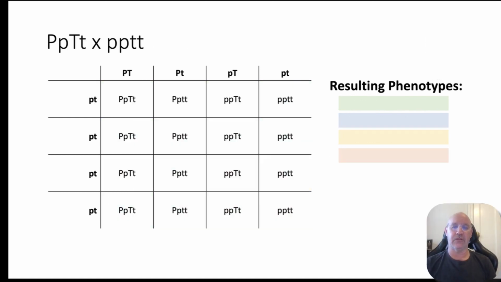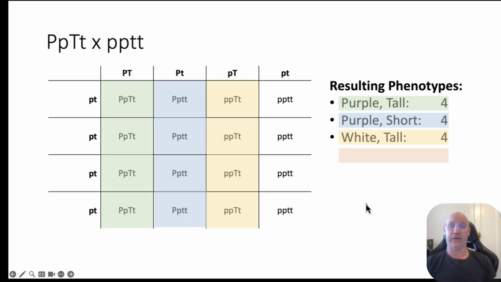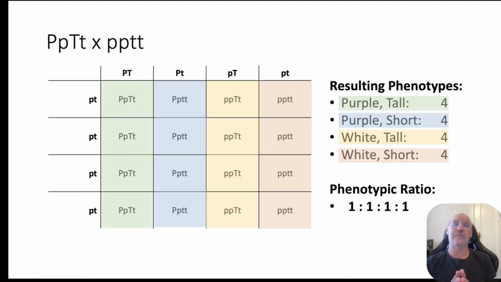All right, so this is another type of cross. This time we have got a heterozygous purple tall plant with a homozygous recessive short white plant. And when we do this cross, we have a different ratio. This one is 1, 1, 1, 1. So we've got specific ratios that we see for specific types of crosses.